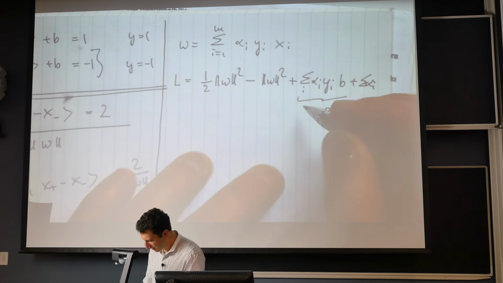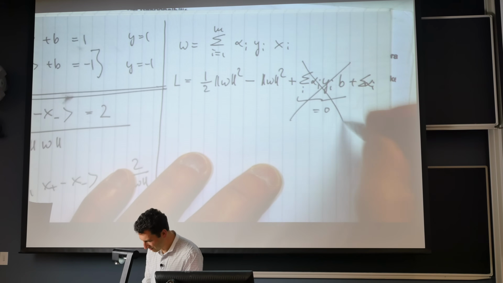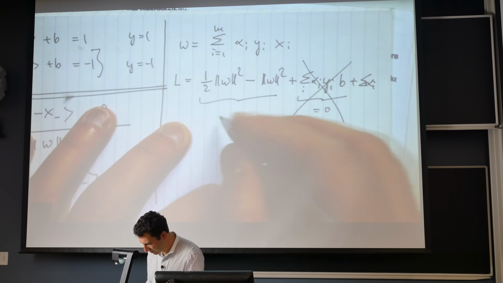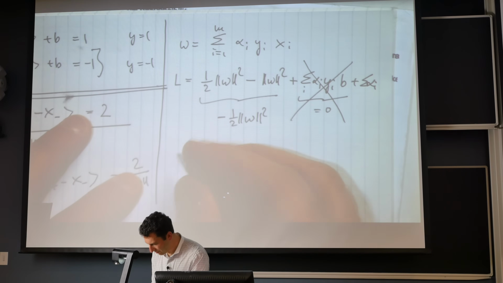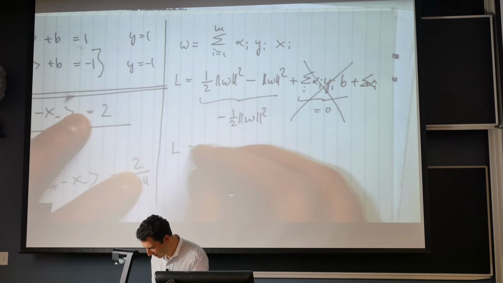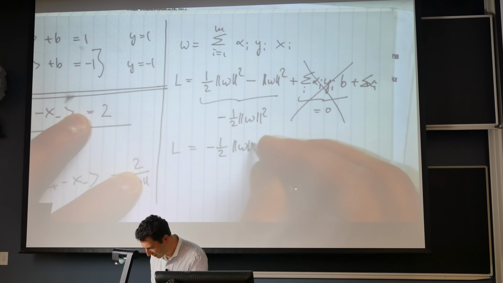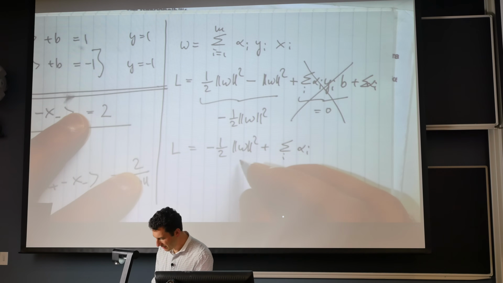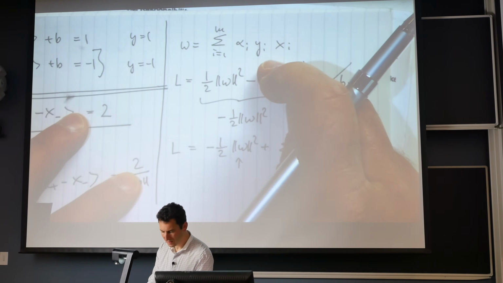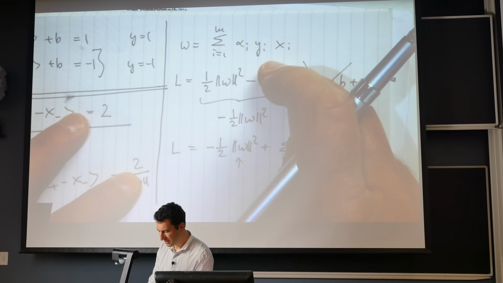So with this term gone, and those two, of course, giving minus 1/2 norm of W squared, I have as my objective L equals minus 1/2 norm of W squared plus the sum over I of alpha I. And then I just plug in the expansion of the W's that I have here. And this gives me exactly the dual objective.